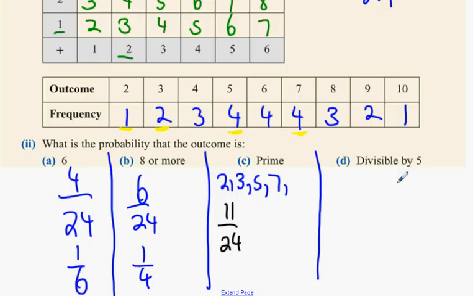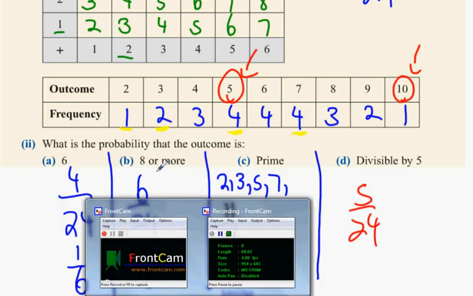Divisible by 5. Which two are divisible by 5? 5 and 10. Add them together. 4. Sorry. As in how many ways they can have them. Okay.